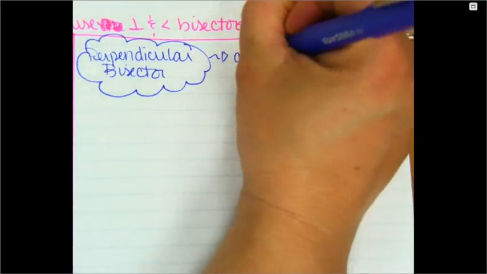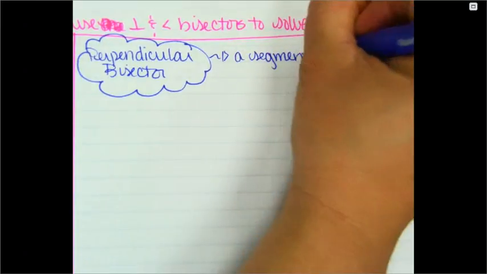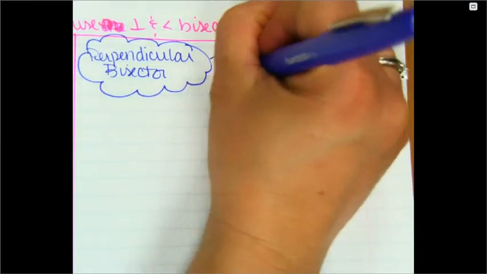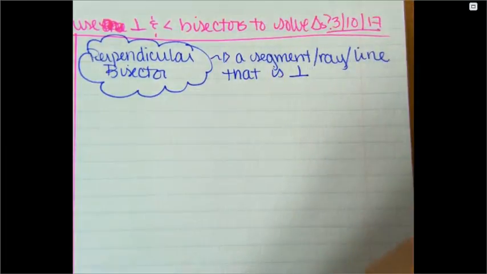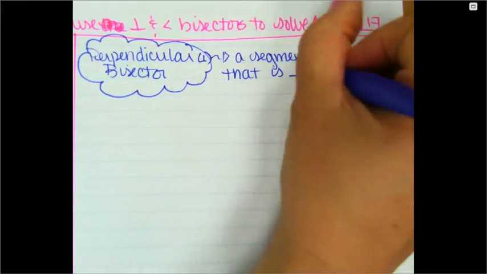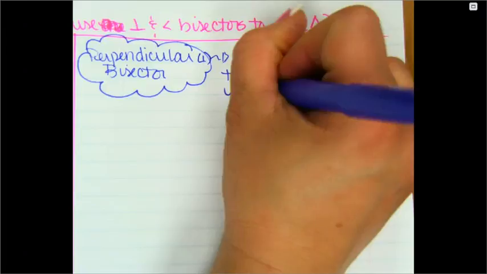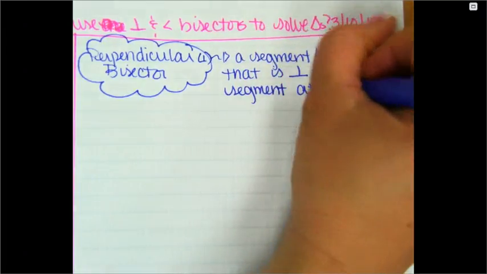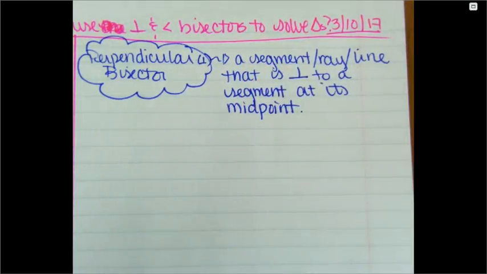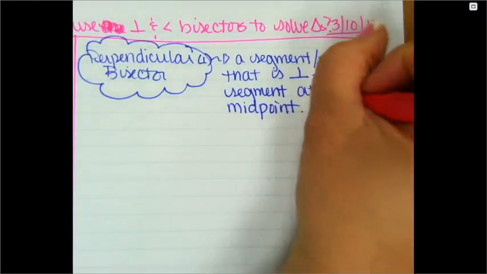It is a segment, or a ray, or a line that is perpendicular, and know that the perpendicular sign is the upside down T, to a segment at its midpoint. Why the midpoint? Because it cuts it in half. Perpendicular means 90 degrees.